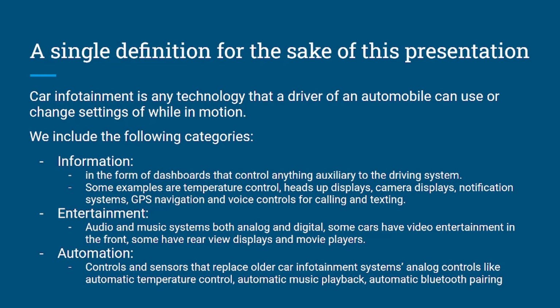So under information, we can say that there are lots of dashboards and basically anything that can control things auxiliary to the driving system. So for example, there's temperature control, there's heads-up displays. Now we might have heads-up displays on your dashboard, behind your steering wheel, or maybe in some new fancy cars, some that are projected onto the windshield.